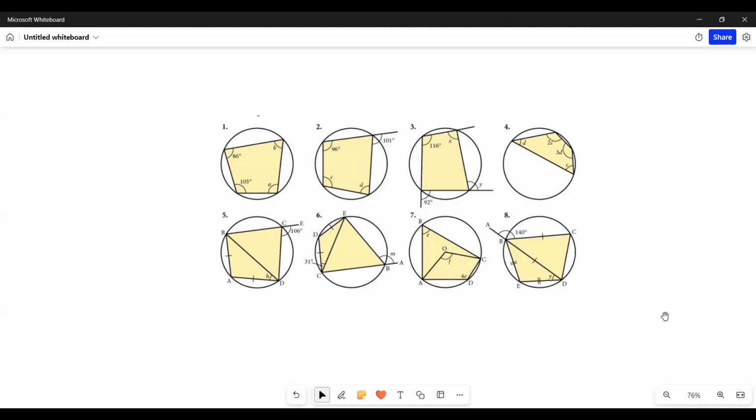6, 180 minus 62, 118. Okay. Seventh one. 7. E is 36. Perfect. F is 72. Perfect. Number 8.